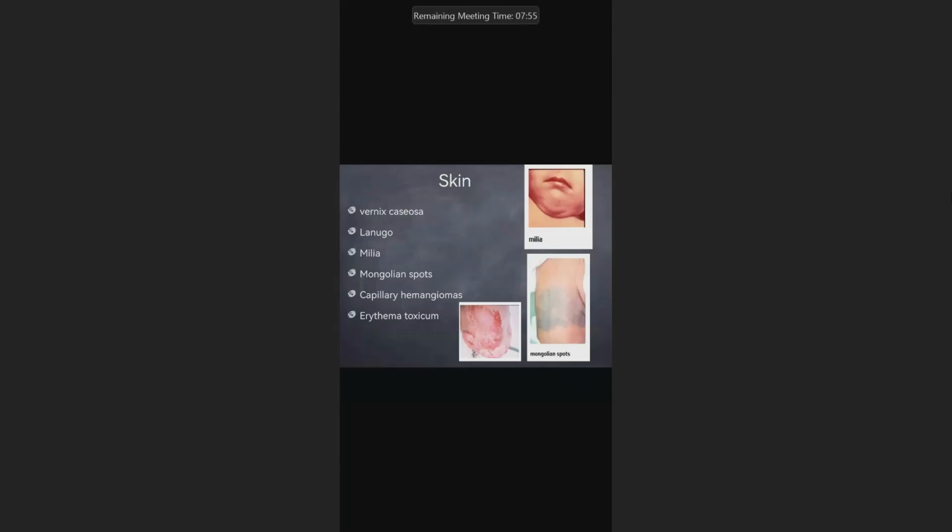For the skin, we note the vernix caseosa. If you see the actual patient, this is the whitish material that you see on the skin of the patient upon birth. You note the lanugo, the milia or the vesicles, Mongolian spots because these pertain to certain diseases. You note capillary hemangiomas. Hemangiomas are pertinent in patients with vascular disorders, and erythema toxicum.